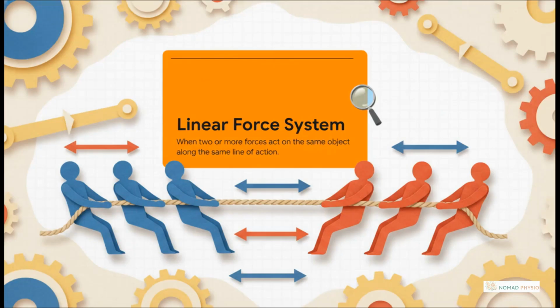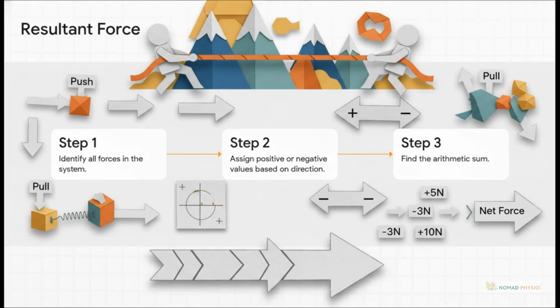The simplest way forces can interact is in what we call a linear force system. And the best way to picture this is just a classic game of tug-of-war. You've got two or more forces acting on the same object all along the same line. They're either helping each other out or working directly against each other. Simple as that. So, how do we figure out who wins the tug of war?